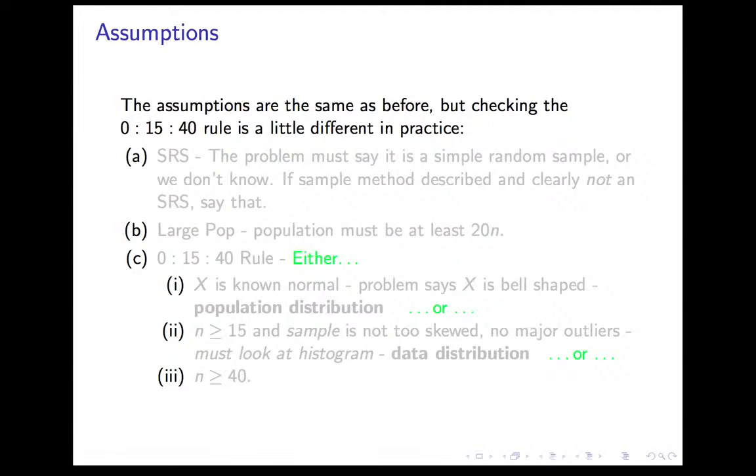Okay, just like in lecture 17, we have to check the three assumptions. So this procedure only gives you a 95% confidence interval, which really contains the correct value 95% of the time, if the assumptions are valid. The three assumptions are exactly the same. There's a little bit of a difference in how you go about checking the 0, 15, 40 rule. So, first assumption, it's a simple random sample.